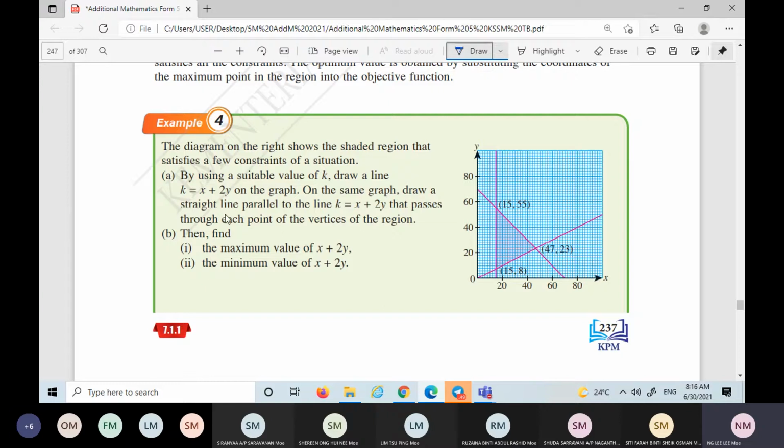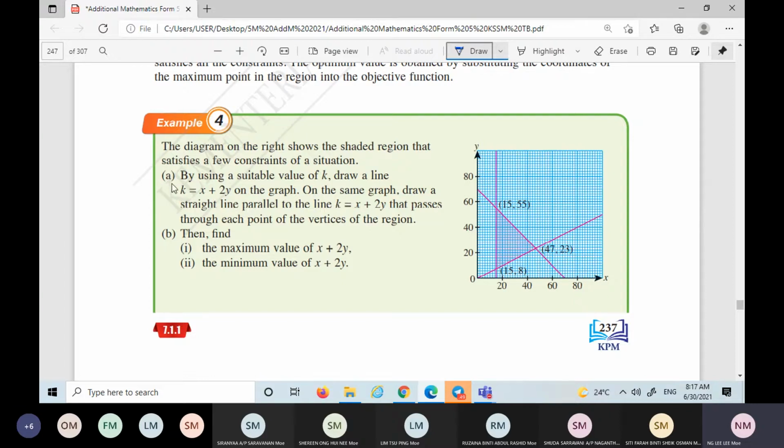On the same graph, draw a straight line parallel to the line that passes through each point of the vertices of the region. This one you just follow the instruction. They ask to do this, then you just do this. But if it is a 10 marks question, you don't have to draw for all the vertices. You just push the line, and then see which point is the last point the line touches. So first of all, you got to choose a suitable value of the K.